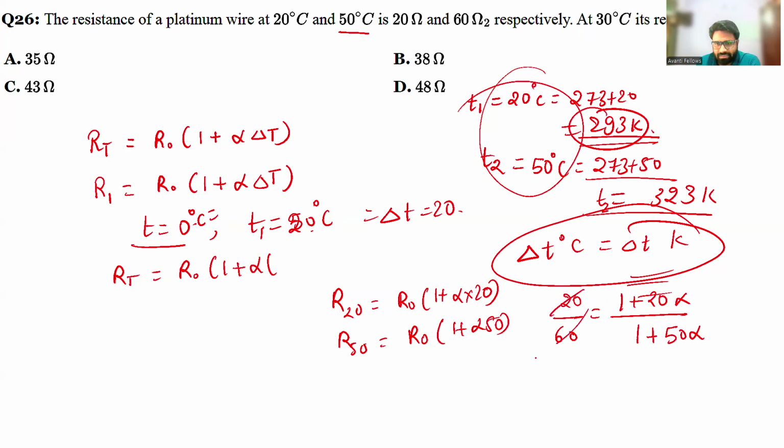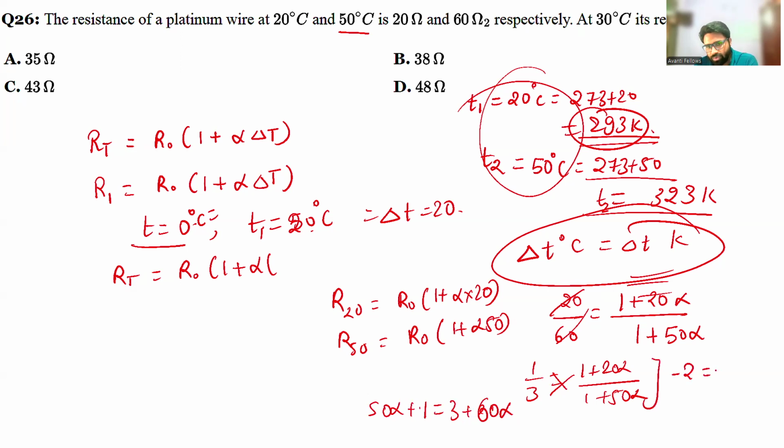Okay. This is 1 by 3. Again, you need to multiply this 1 by 3 into this expression, so try to cross multiply it. When you cross multiply this expression, it will become 50 alpha plus 1 is equal to 3 plus 60 alpha. So here 50 minus 60 is minus 10, 1 minus 3 is minus 2. Minus 2 is equal to 10 alpha. Alpha is minus 1 by 5. Now you got the value of alpha. If you want to calculate it for 30 degrees Celsius, you can easily do that.